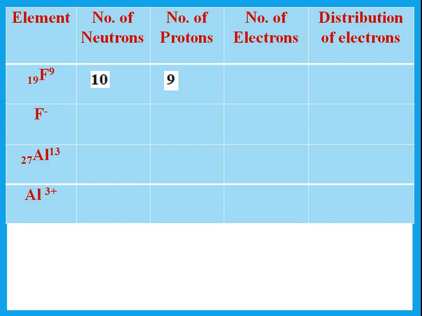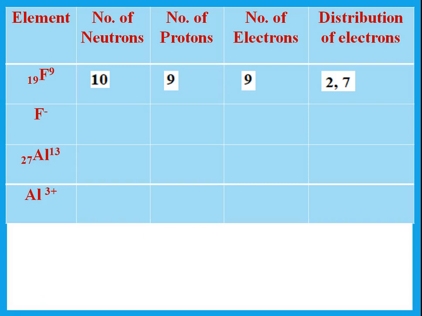What about number of electrons? Now this is an atom. How do I know it's an atom? It doesn't have any charge on it. It doesn't have a positive or a negative on it. That means that it's an atom, and that means that the number of protons is equal to the number of electrons. That means I have 9 electrons. Now how do we distribute them? We said the first energy level takes how many? 2, and the next one will be the rest of the 9, which is 7.